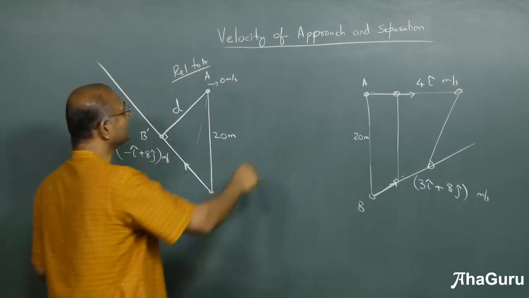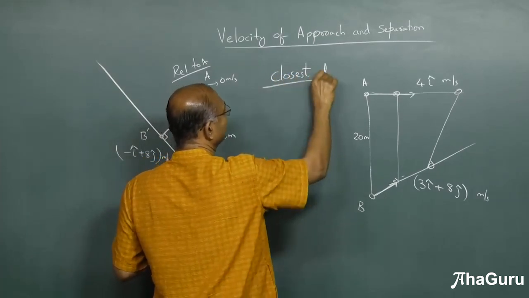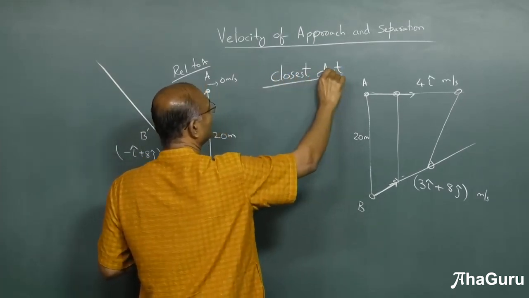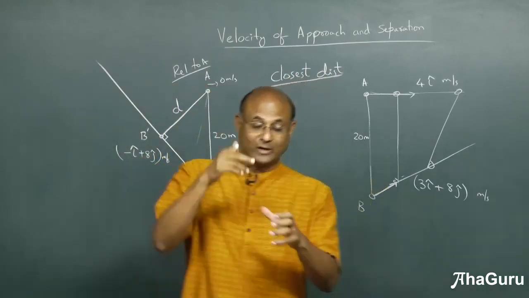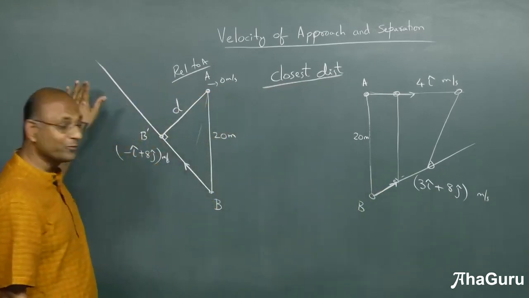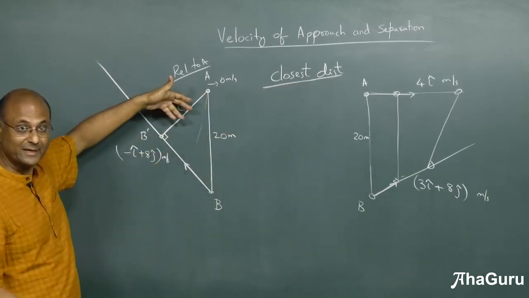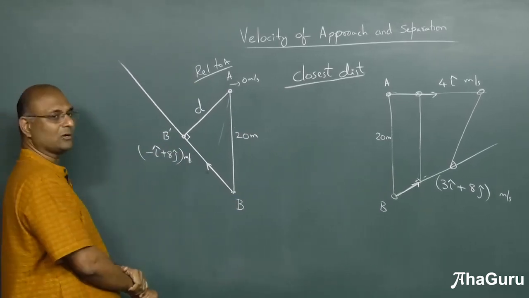If you want the closest distance, and many times you'll be asked that type of question, the best thing to do is to make one of the objects at rest. So relative to that, you look at the other object, because then it's simple. A is at rest and B is moving. It's very easy to realize, at least geometrically, that this is the closest distance. But how do I find out the closest distance?